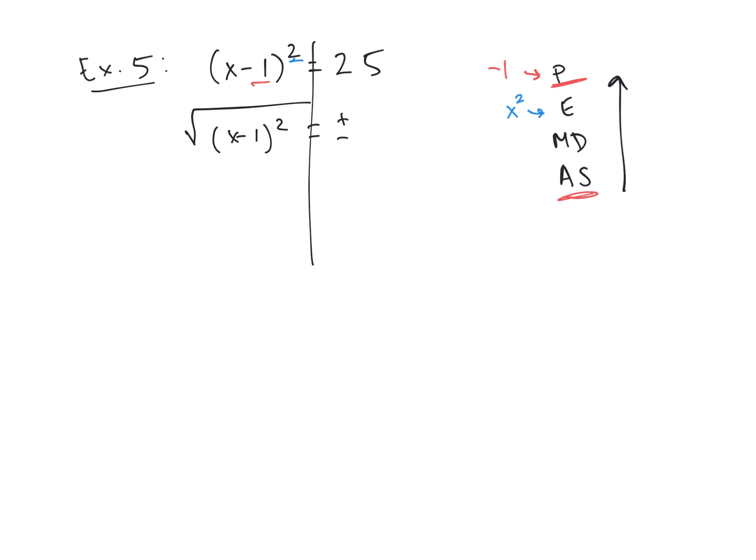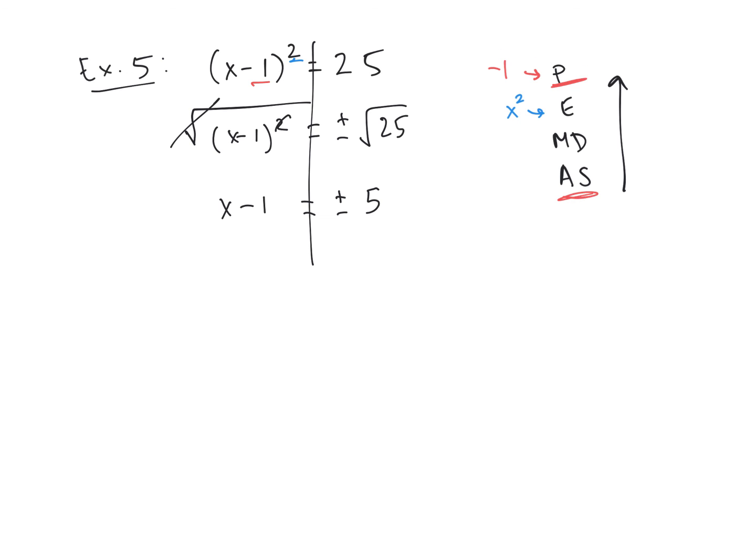Equals plus or minus square root of 25. And when I do that, the square root and squared cancels. I'm left with x minus 1 on the left. And then I'm left with plus or minus 5 on the right.